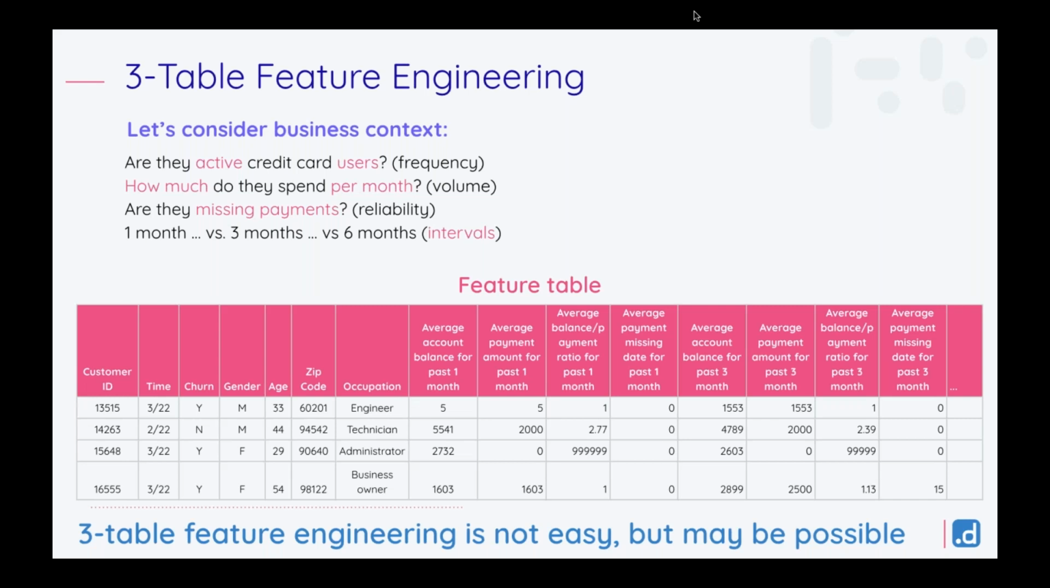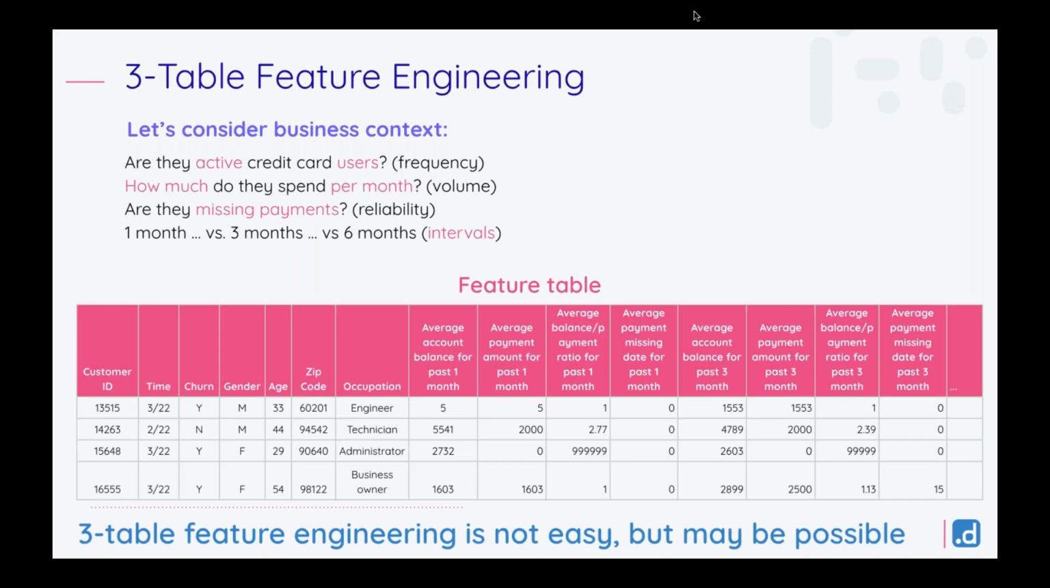Deriving some business hypothesis. For example, one business question we can ask is, are these people active credit card users? If they are active credit card users, maybe the chance for them to churn is less. If that's the case, how can we quantify the activity for our users, right? Maybe we can do something like an average account balance for a given user in the past 1 month, in the past 3 months, in the past 6 months. So this is how we start thinking about what kind of aggregation function to apply. We can do the same thing for how much they spend per month. Are they missing any payments, etc., etc.